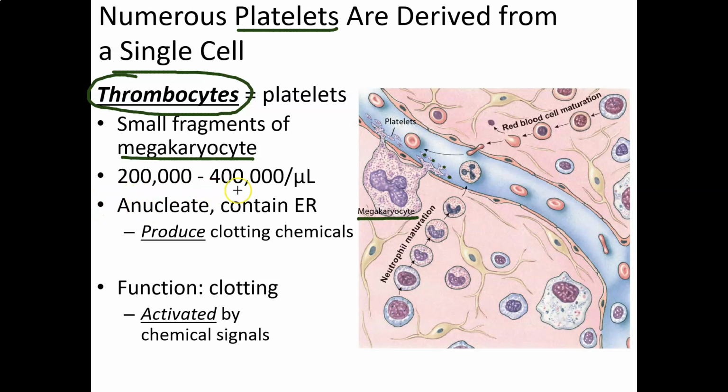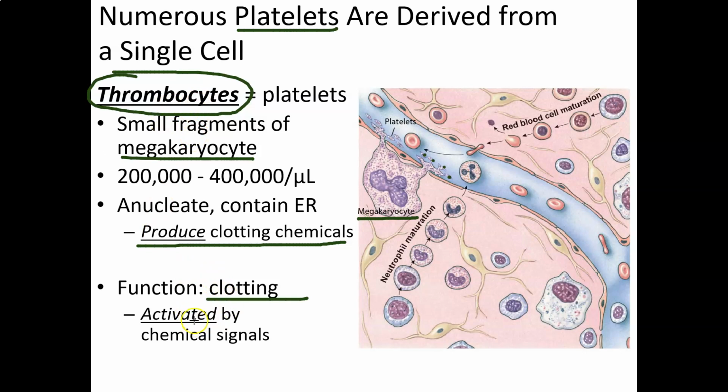They're about 200,000 to 400,000 per microliter of blood. They are anucleate, which means they don't have a nucleus, but they do contain an endoplasmic reticulum, which means they can produce chemicals, respond to chemicals, things like that. So one of the major things they do is they produce some clotting chemicals. They help aid in terms of the blood clotting. Their function is clotting, literally, as we mentioned before. Thrombo literally means clot, cyte means cell, so their whole name is clotting cell.